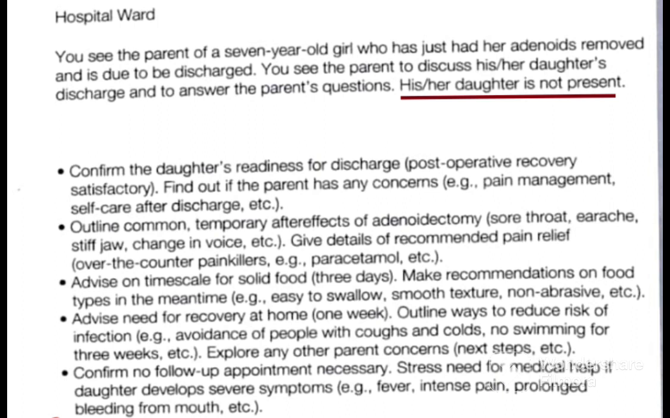Good morning. The first task is to confirm the daughter's readiness for discharge. That means you are going to the parent and you are discussing. You see the parent to discuss, confirm the daughter's readiness for discharge, that post-operative recovery is satisfactory, and find out if the parent has any concerns. So you are the one approaching the parent. So how can we start? Good morning. My name is Rashmi Rajan, one of the registered nurses working in this hospital ward. If I am not wrong, is it so? What you have to do in the 3-minute preparation time? You have to ask the daughter's name.